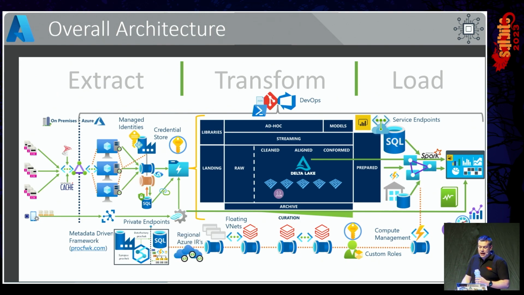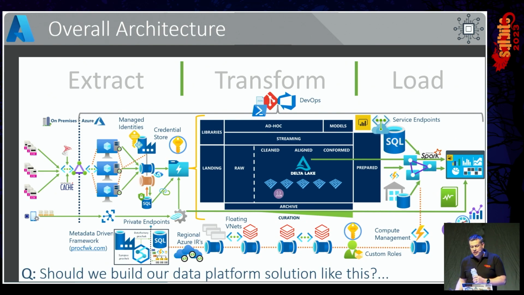We might have, lastly, some regional integration runtimes as well. Maybe we don't want to use the auto-resolving IRs that Data Factory gives us. There's a whole other level of detail in here of what we could build. Are we done? Is this enough? Do we need any more icons on here? Who wants to play the Azure icon game after this?